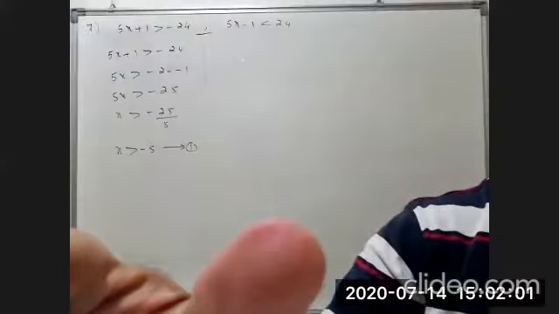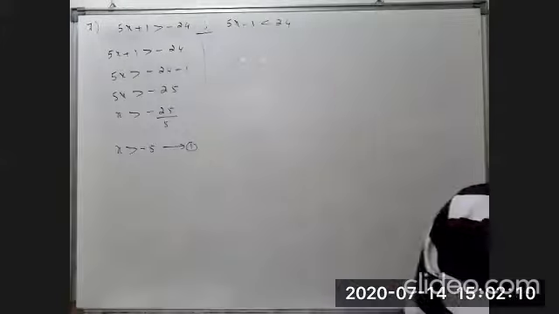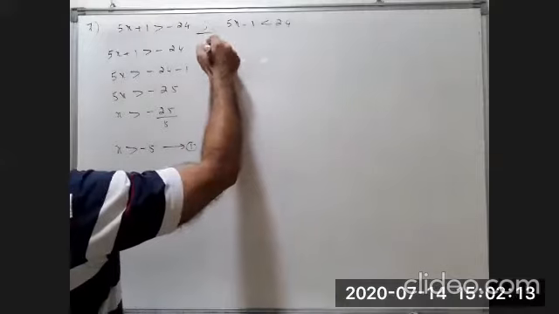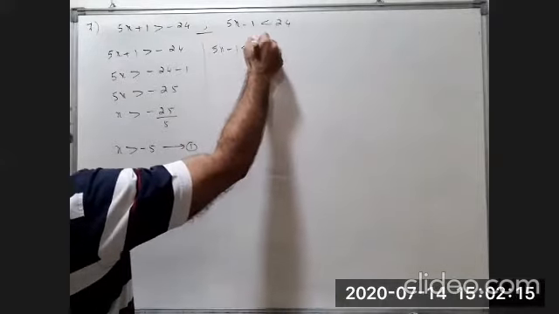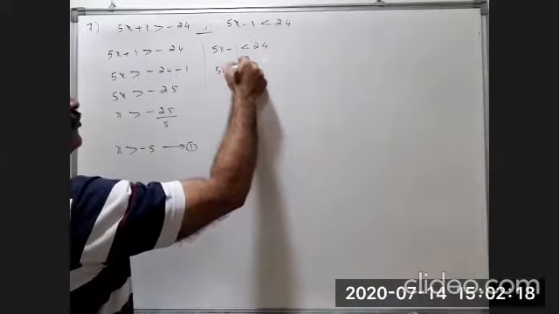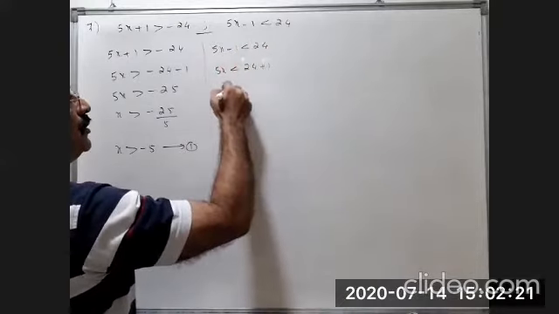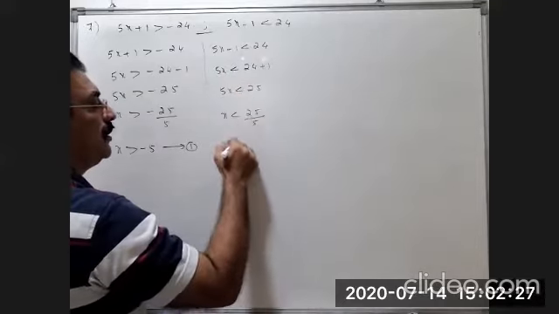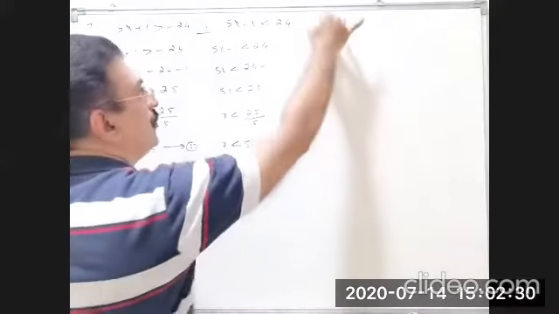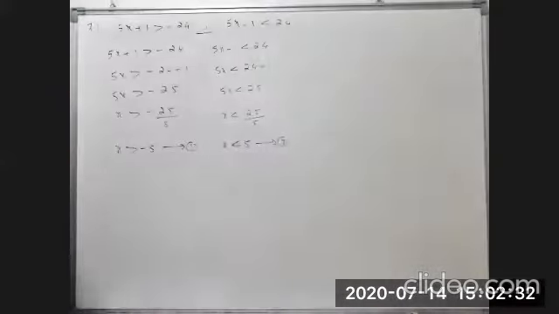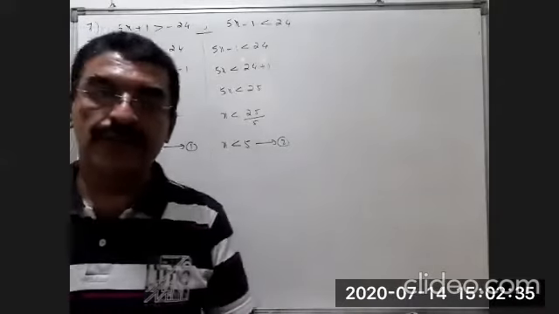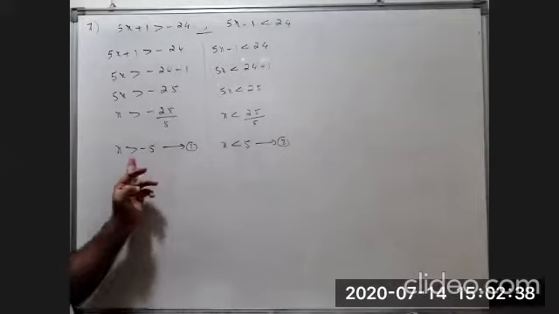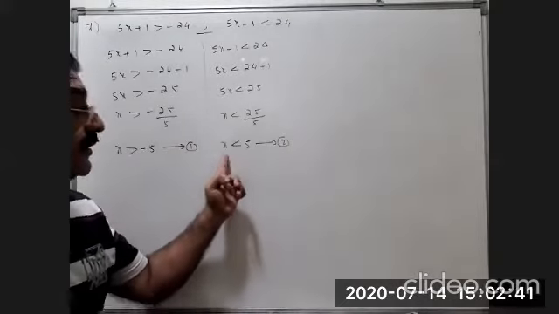Similarly, take the second inequality and solve it. So the second inequality is 5x minus 1 less than 24. 5x less than 24 plus 1, 5x less than 25, x less than 25 by 5, x less than 5, condition 2. Now see this. We got two conditions. From the first inequality, we got x is greater than minus 5. From the second one, x is less than 5.